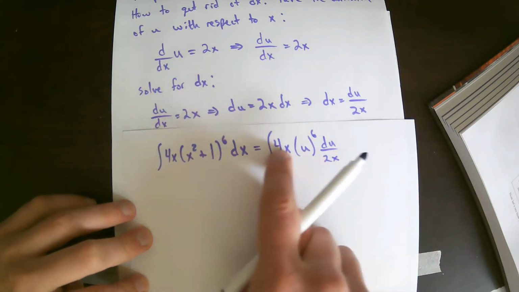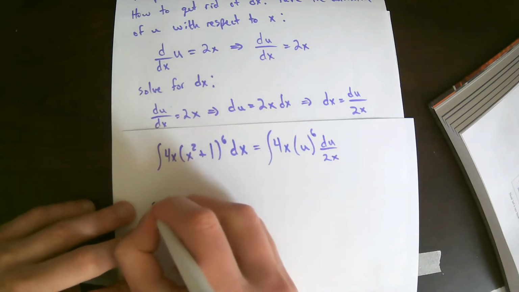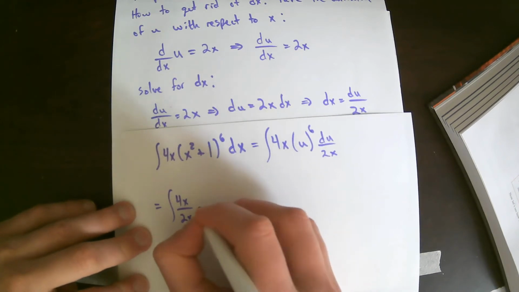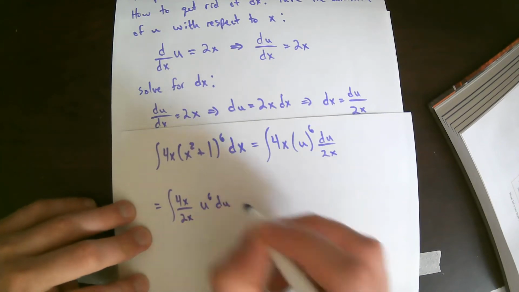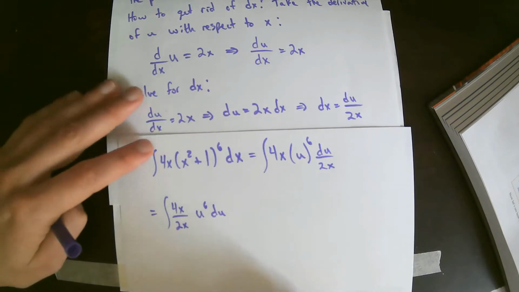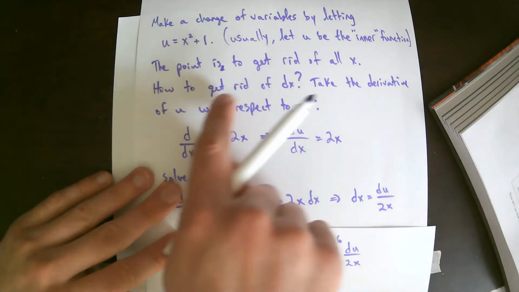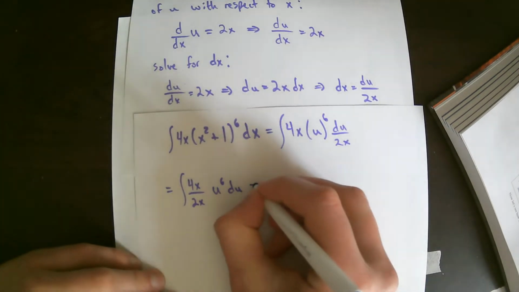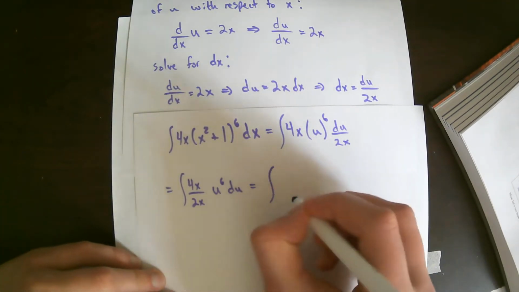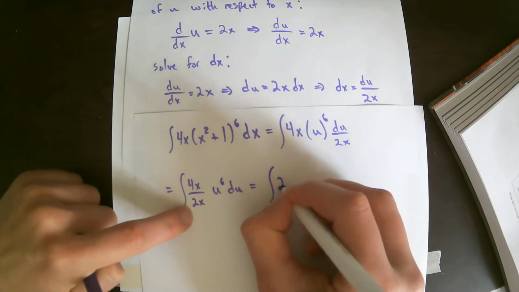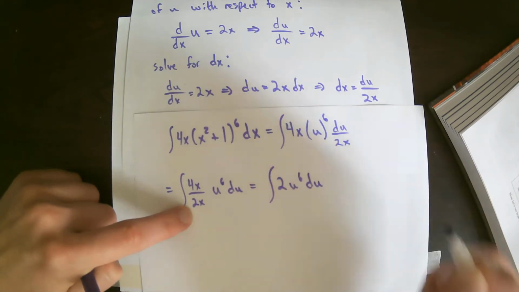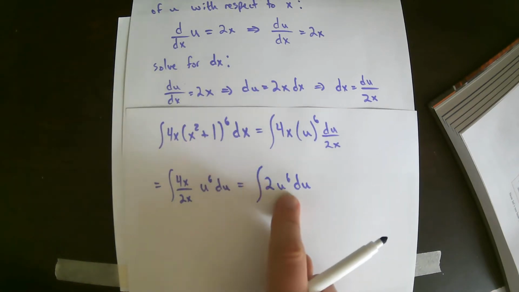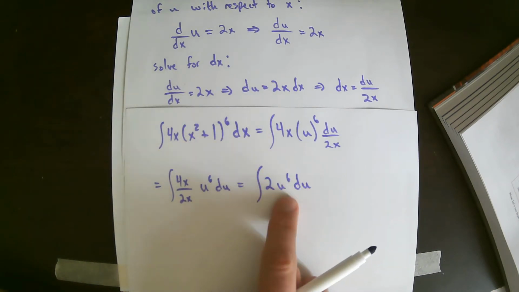4x, now this is all attached with multiplication, so I can reorder these and say this is 4x over 2x and then u to the 6th du. My change of variables, getting rid of all x's and making a change of variables to u, is almost complete here, because now this integral is just 2 u to the 6th du. There we go. We know how to integrate this.